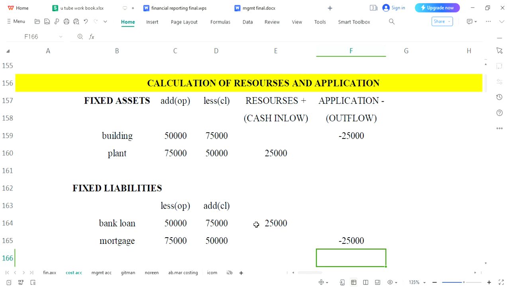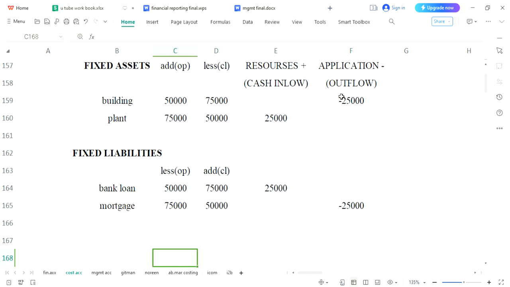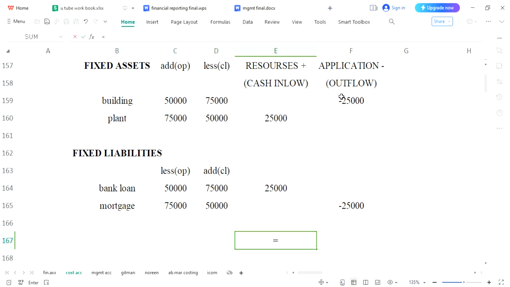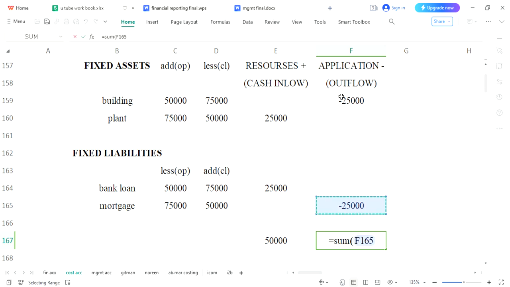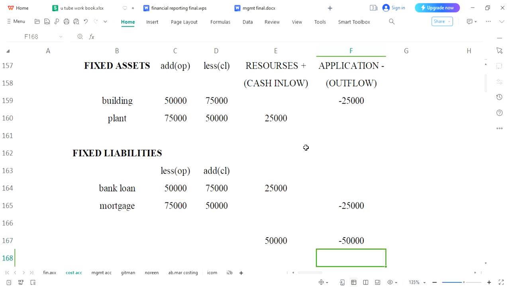So I'm sure that you have understood how to calculate resources and application. Finally, you will see total resources. How? You will take the sum of all the amounts present in resources and the sum of all the amounts present in application. So this was an example where we have seen 50,000 was total resources or cash inflow and 50,000 was total cash outflow or application.